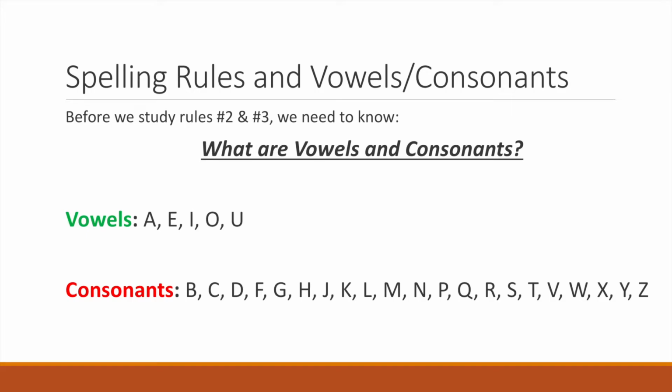Now, to understand the next few rules, you'll need to understand what a vowel is and what a consonant is. Vowels, again in English, these are letters A, E, I, O, and U, whereas a consonant is everything else. Pause the video, take a moment, try to remember this list of letters of consonants and vowels.